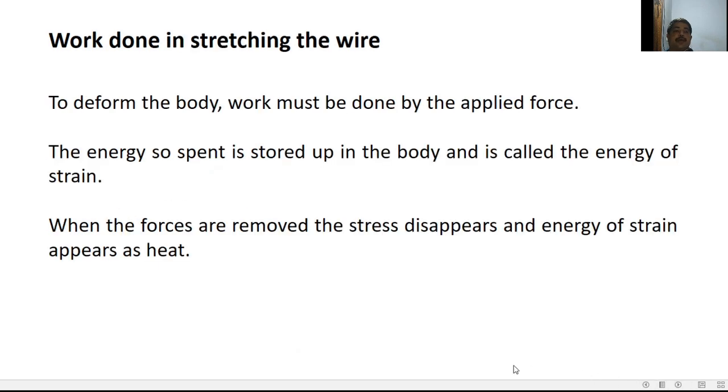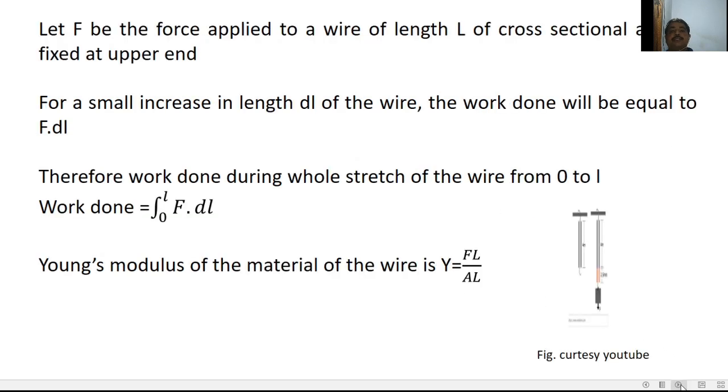Next, we will move on to work done in stretching the wire. To deform the body, we know that work must be done by the applied force. The amount of energy spent to deform the body is stored up in the body and is called energy of strain. When the deforming force is removed, the stress disappears and the energy of strain appears in the form of heat.